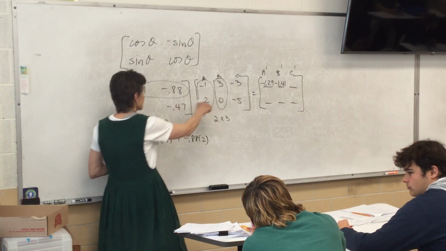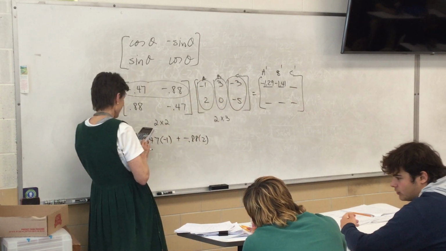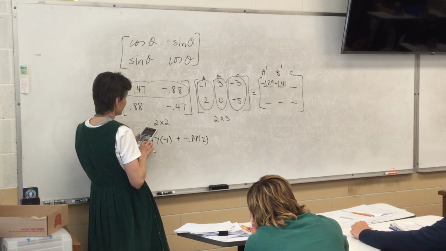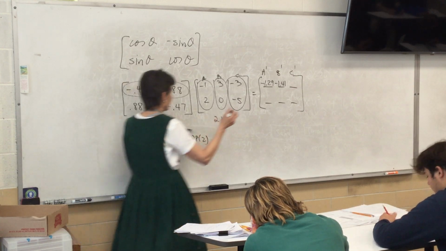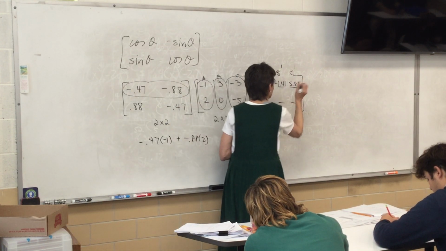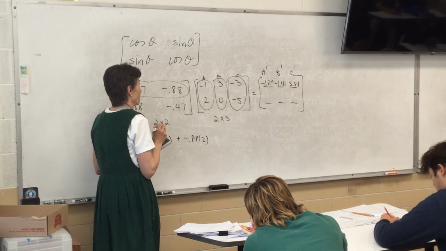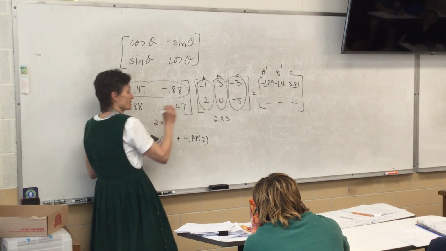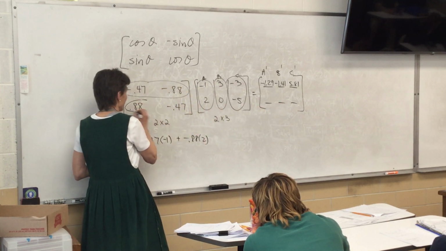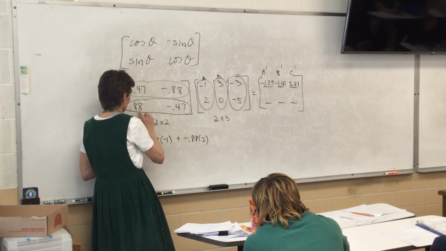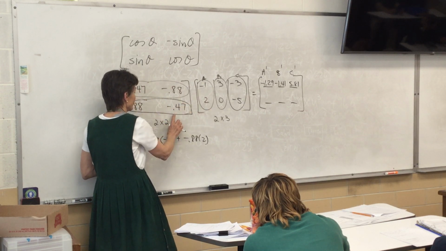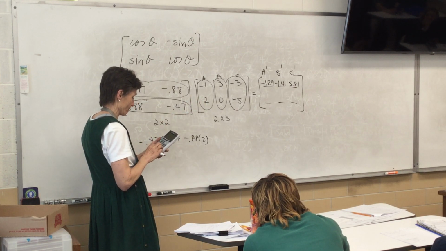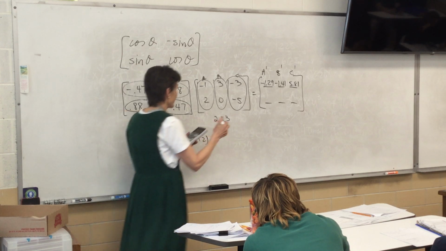And then these times these. So negative 0.47 times negative 3 plus negative 0.88 times negative 5. I got 5.81. Now, you know what to do, right? To fill in this bottom row, now we have to use our bottom row. So we're going to take 0.88 times negative 1, negative 0.47 times 2, and add them up. So I got negative 1.82.